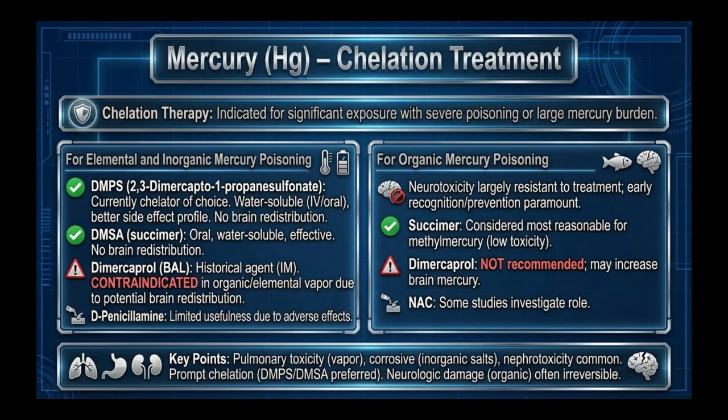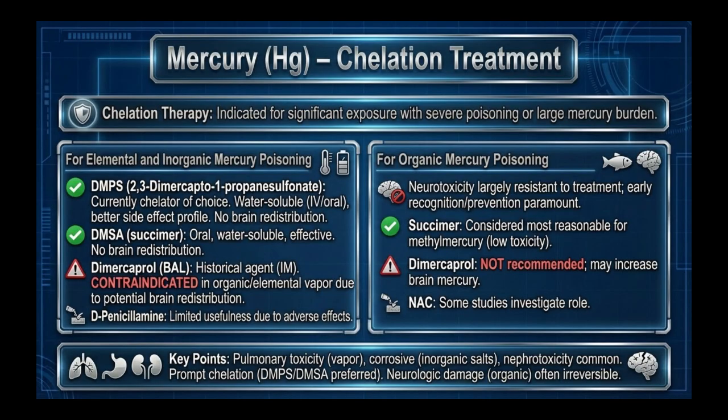Chelation therapy involves the use of chelating agents that contain thiol groups, which compete with the body's endogenous sulfhydryl groups to bind mercury. This treatment is typically indicated in cases of significant mercury exposure accompanied by severe poisoning symptoms or a large mercury burden in the body. However, provocative chelation is not recommended as a diagnostic tool.